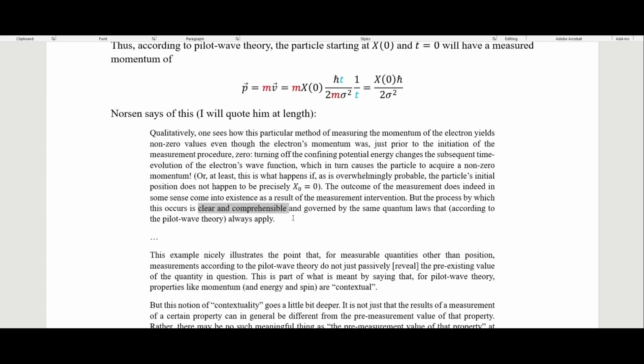He's saying that this is something comprehensible. This is sort of a common sense view of it. It almost seems too easy for us. We're used to quantum mechanics being this really complicated, weird, almost spooky, magical thing. And he's saying this way of thinking about the momentum is very clear and comprehensible.